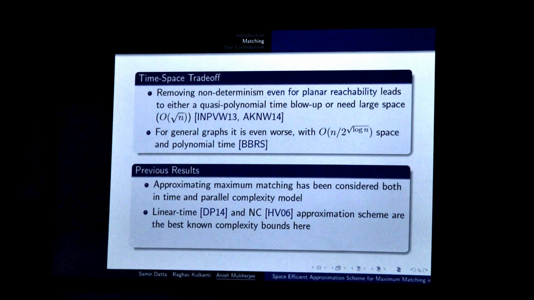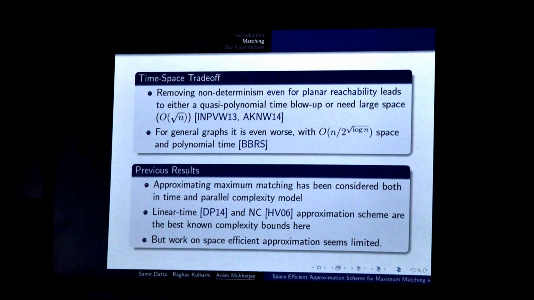We are not the first to look at approximate matching. It has been considered in both parallel complexity and time complexity. After a long line of research, it is known that in linear time we can approximate it, and also in NC, but nothing much is known about the space complexity.